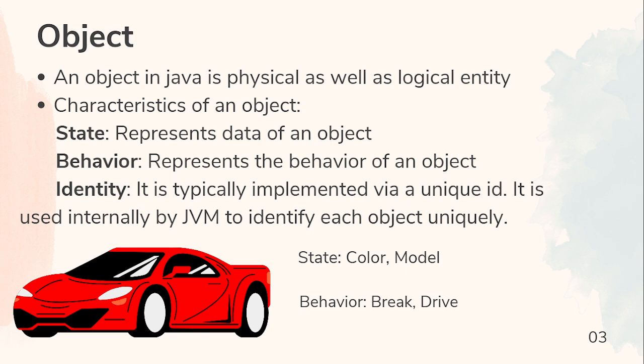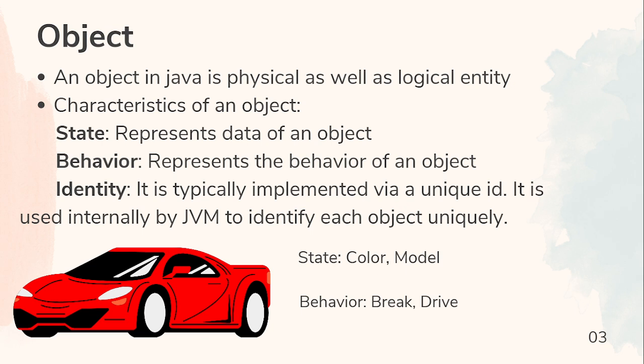Let's understand what a state is. State represents the data of an object. Let's say we take the example of a car. It has some attributes, right? We can say what the color of the car is, what the model of the car is, how many wheels there are, how many engines there are. These are the things from which we can identify cars, right?